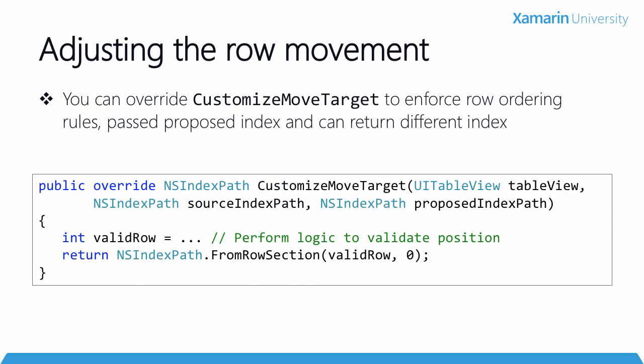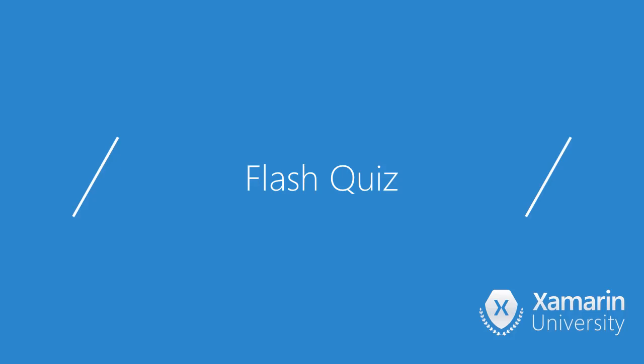Finally, you can provide some rules about row movement through the Customize Move Target method. This allows you to preview a change and decide whether to allow it or to return a new position for the row. Your logic will then dictate how rows are reordered using the built-in UI. So let's do a flash quiz just to cap off our knowledge.